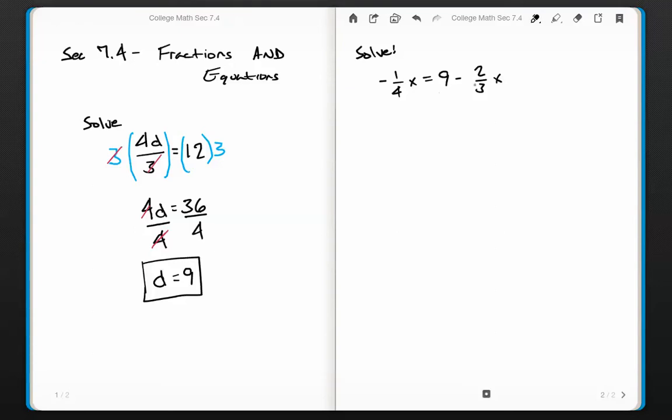We could move this over here, and then we've got to find common denominators, blah, blah, blah, and that'll be a real mess. So we want to make this easier. Well, I'm going to be clever here and say, what would the lowest common denominator be? And that would be 12. So I've got a 4 here, 3 here, 4 and 3 both going to 12, so let's use 12.